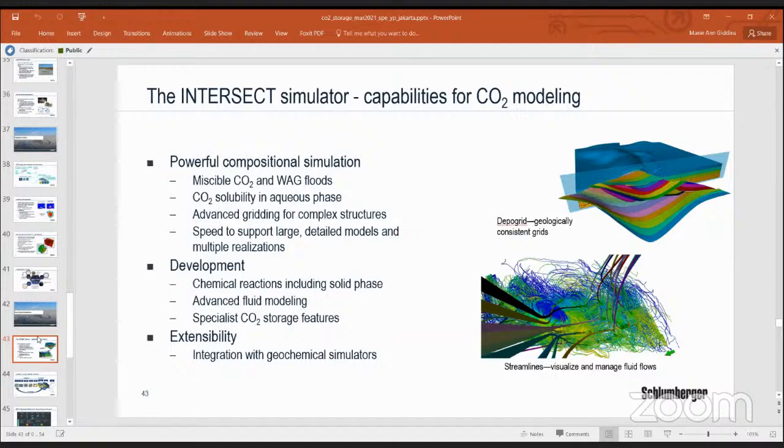We also have the option for possible extensibility by being able to call a third-party geochemical simulator. So the chemical reactions in our simulators will give you a nice high-level view, which you might regard as being upscaled chemical reactions. If someone has been doing a lot of detailed study of geochemical behaviour, then they may want to have the geochemical simulator working with Intersect.